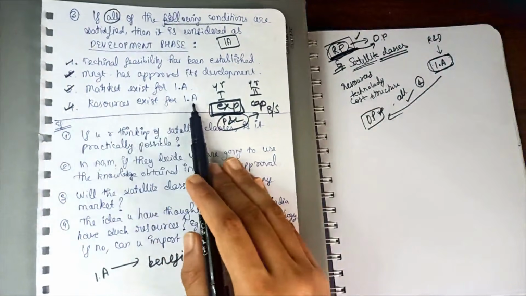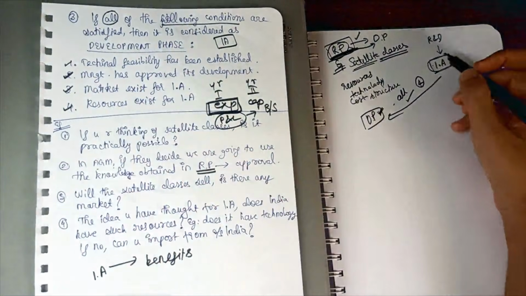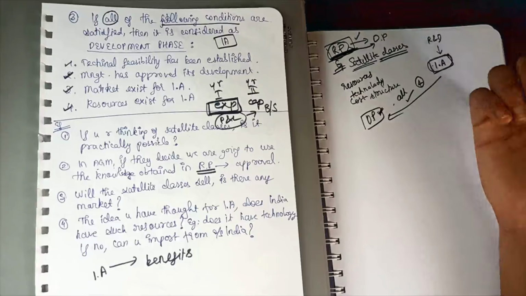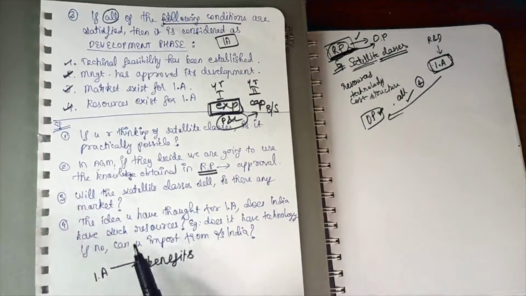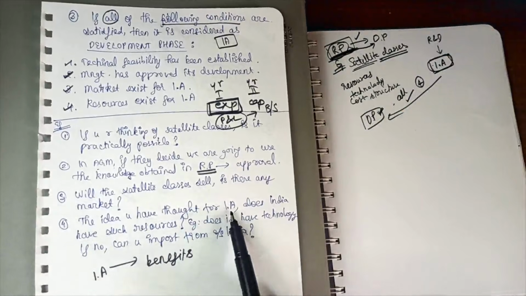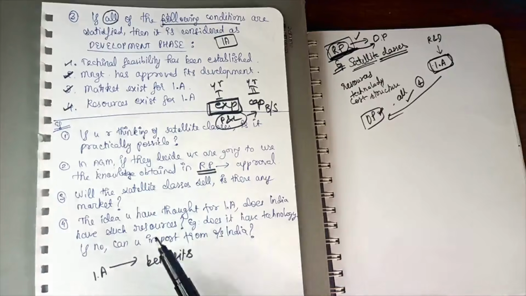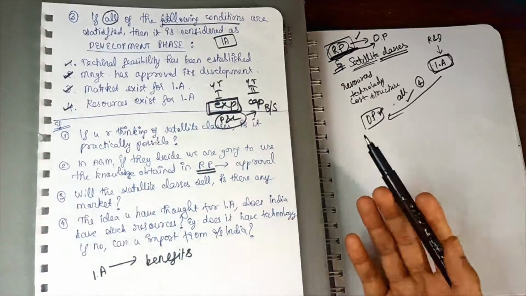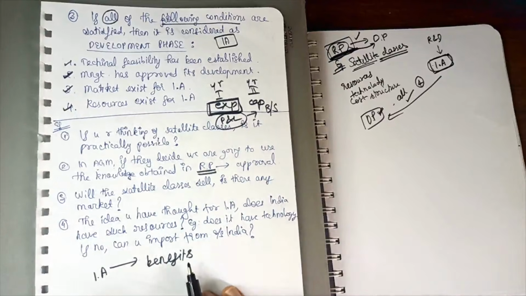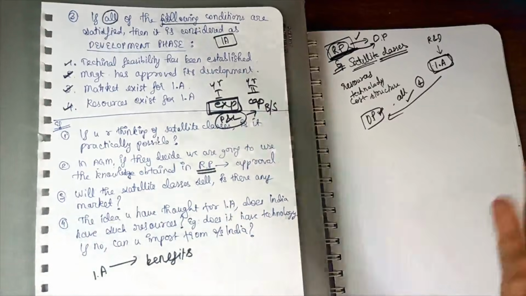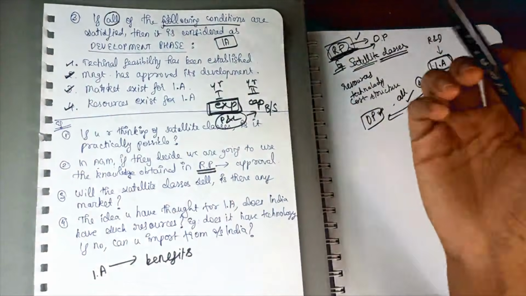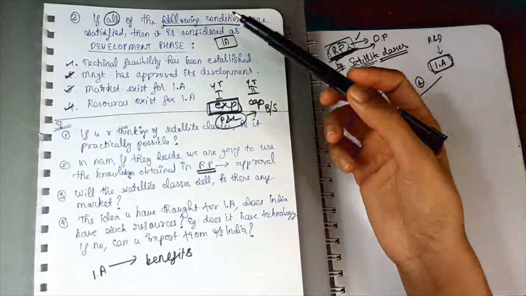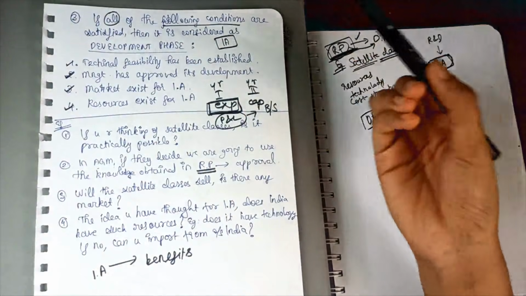Resources exist for intangible asset. That means for preparing this intangible asset, do you have these resources in India? If not, can you fetch them from outside is what you have to see. So you have to see the idea you have thought for the intangible asset, does India have such resources? You have to check. Example, for satellite classes, do you have the technology in India? If no, can you import it from outside India? You have to see. Okay. So these are the 4 conditions. If all the 4 conditions are fulfilled, the intangible asset is said to be in its development phase.